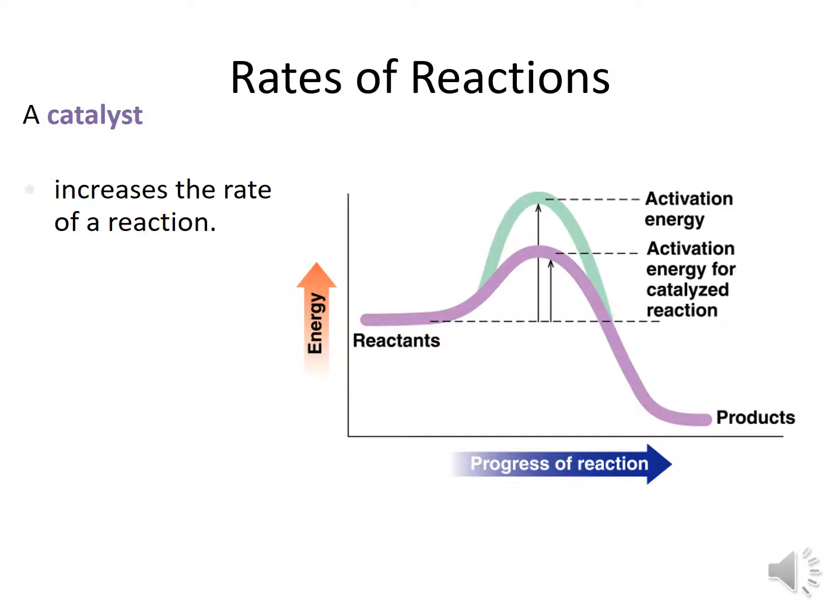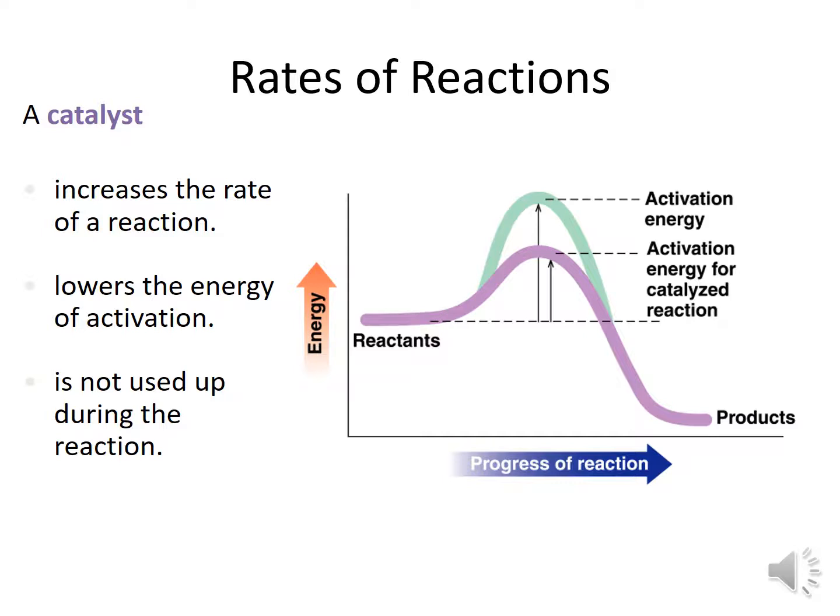Catalysts always increase the rate of a reaction. They lower the energy of activation. Catalysts are not used up. They're not a reactant nor a product, and so you always have the catalyst to do another reaction after participating in a particular pair of chemicals reacting. The catalyst can then be reused again to help another set of chemicals react.